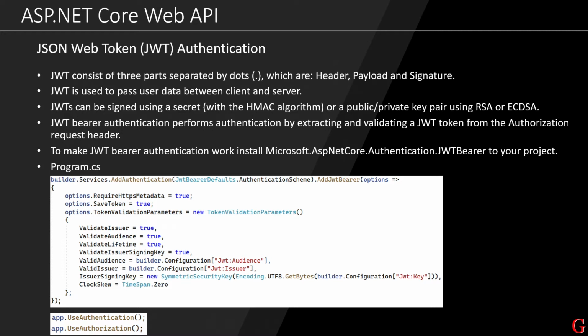In the picture below, you can see the configuration that we will use in this video. We will use symmetric keys. JSON Web Token Bearer performs authentication by extracting and validating a token from the authorization request header. We will use both authentication and authorization in this video.